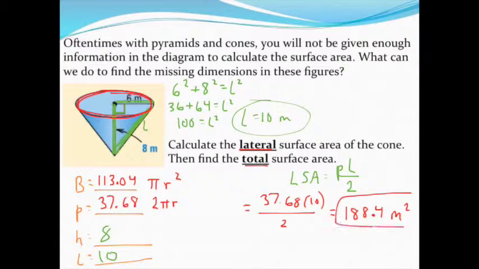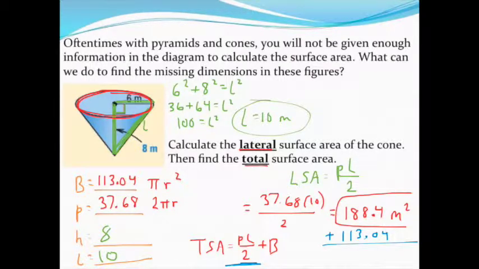So there's my lateral. To find the total, you may recall the formula was P times L divided by 2, which is just your lateral surface area, and then add on the base we did not include that first time. So I could recalculate the entire formula, or since I already know what P times L divided by 2 is, let's just go ahead and add on the base area to what I already have for the lateral. That'll get me all the sides in this figure covered. So adding that together gets me a total surface area of 301.44 meters squared.